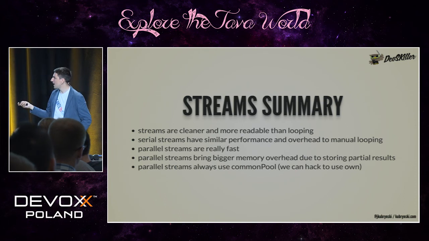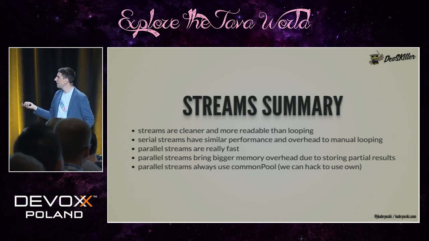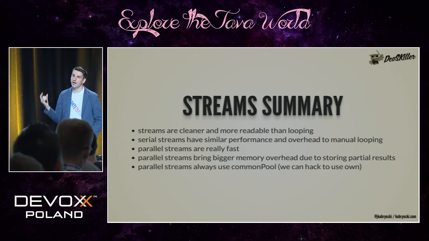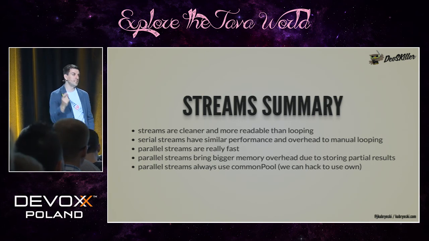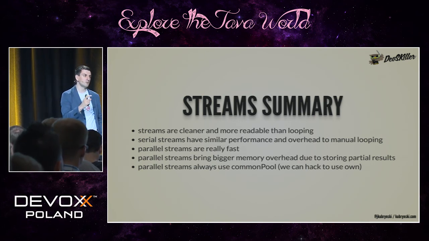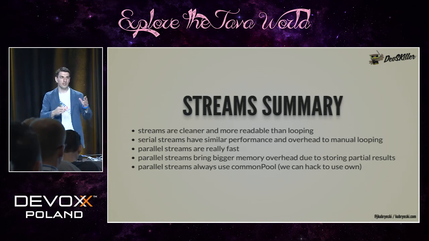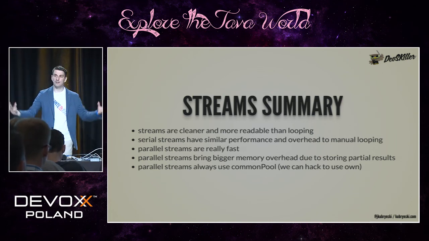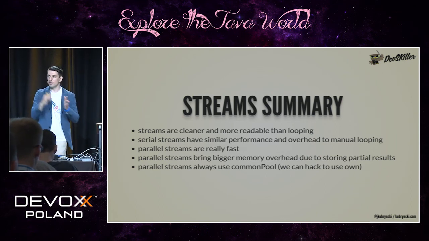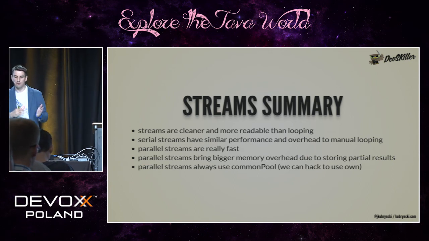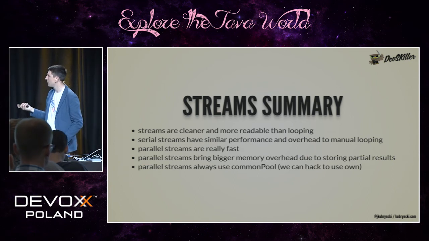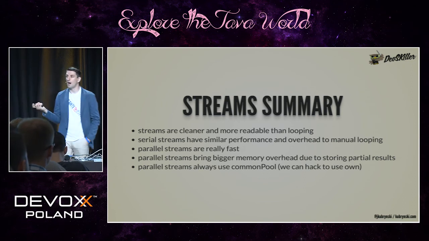Parallel streams are really fast, but they bring much bigger memory overhead due to storing the partial results, okay? Because parallel streams need to divide this work into many different threads and then combine this work, okay? And storing the partial results for every thread costs memory. And this cost is really high.